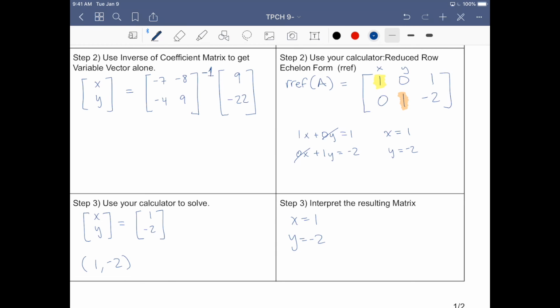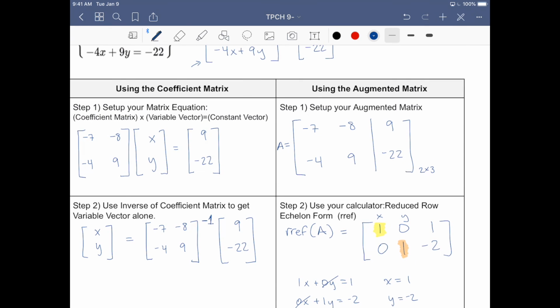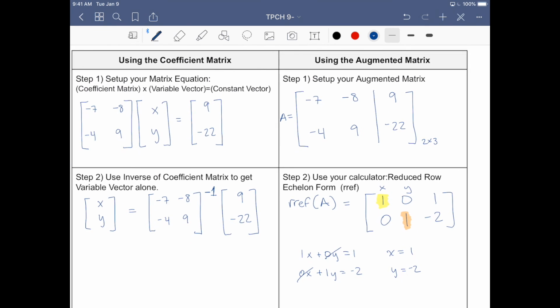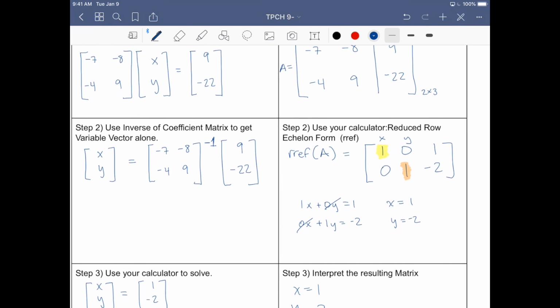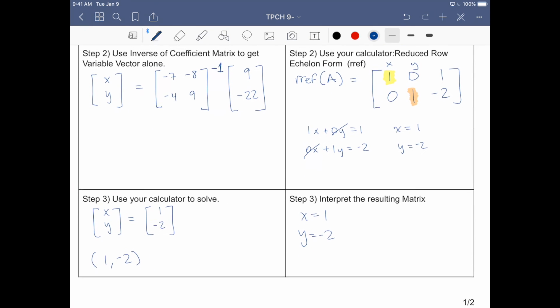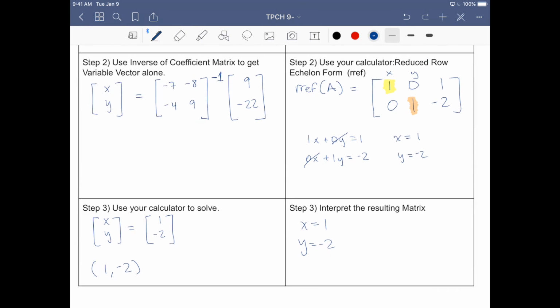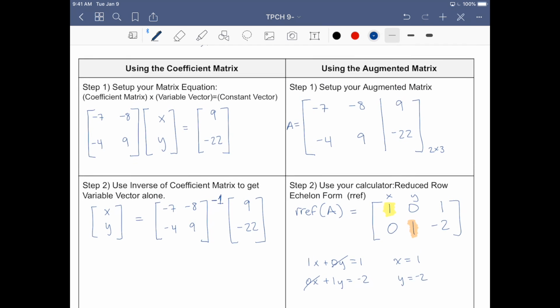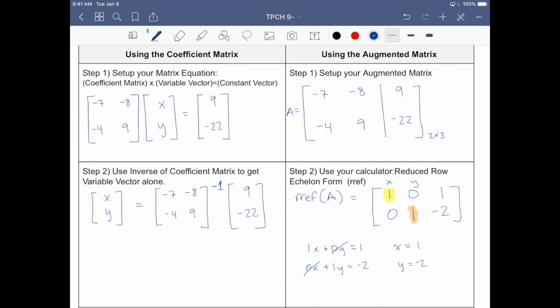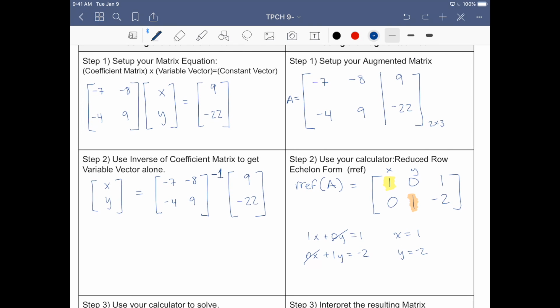So I think the augmented matrix is actually a lot faster, but if you like using the coefficient matrix with the inverse and all that stuff and matrix multiplication, by all means. However you choose to solve systems is how you choose to solve it, but make sure you write at minimum what you see in the steps here.